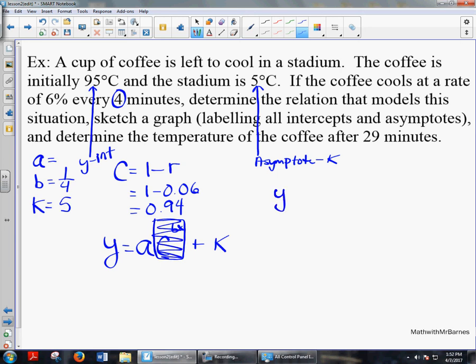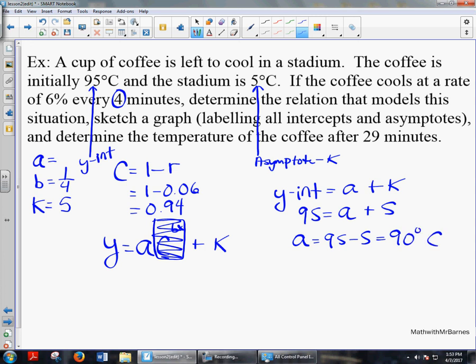So a useful formula for these word problems is that the y-intercept, which is 95, is equal to a plus k. So if I have 95, and my k value is 5, then a is equal to 95 minus 5, which is 90. Which makes sense because remember what I told you, the a value is the distance between the asymptote and the y-intercept, and there's the distance, it's 90 degrees. So this is my formula.